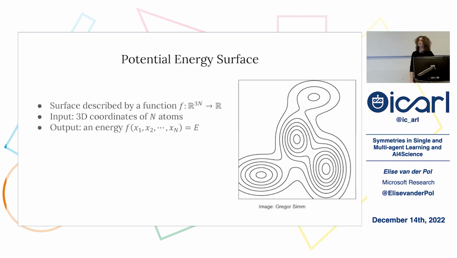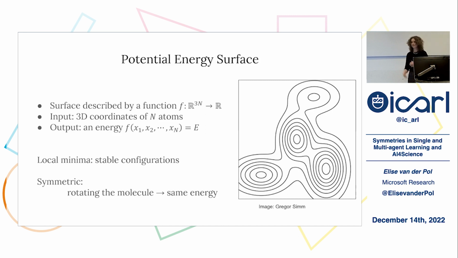So this requires us to look at the potential energy surface. This has as input our system of atoms, and as output, it would predict the energy of that given configuration. And then the local minima of the potential energy surface are the stable configurations of the system. And it's also highly symmetric, right? If we rotate the molecule, it will still have the same energy.